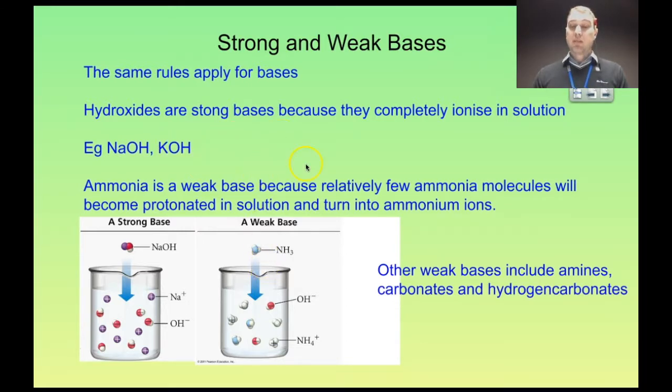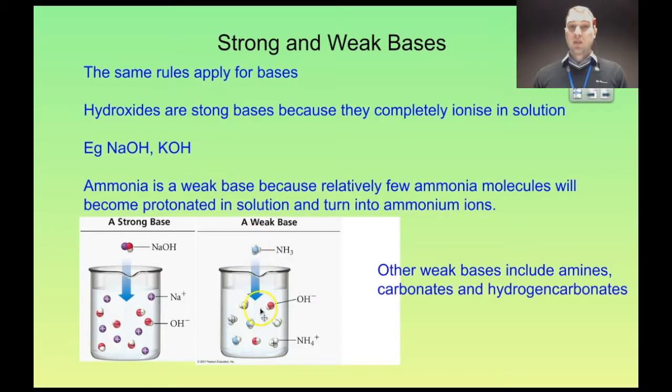If we look at weak bases, they only partially ionize. Again, this time they're stealing the hydrogen ion from a water molecule and producing a hydroxide ion. That's what makes it a base, because we're making a hydroxide ion. It's also a base because it's accepting a proton, but because it's generating hydroxide ion, that makes it a base too.